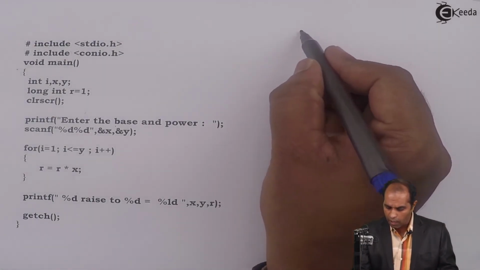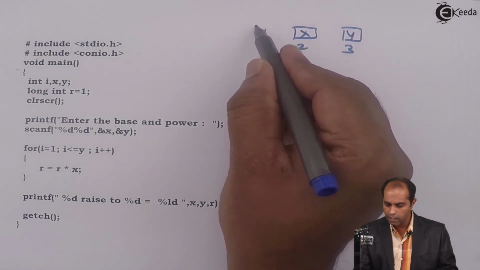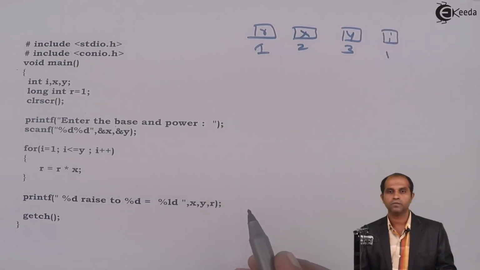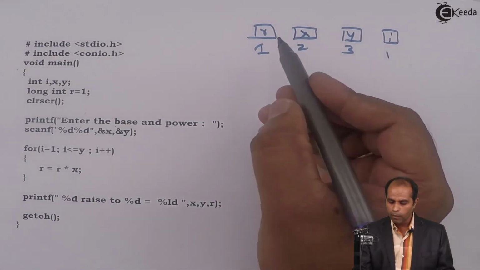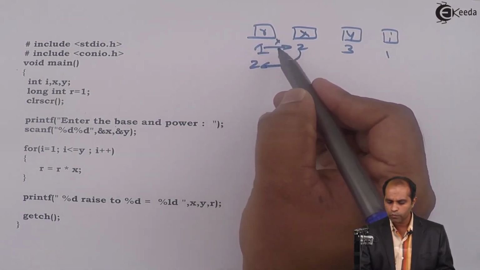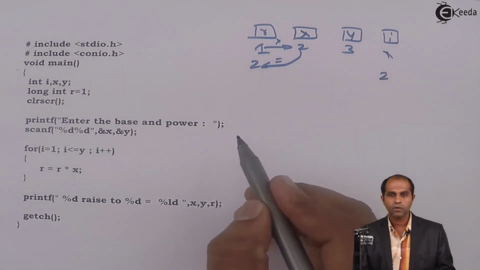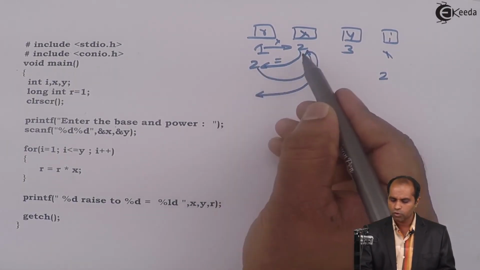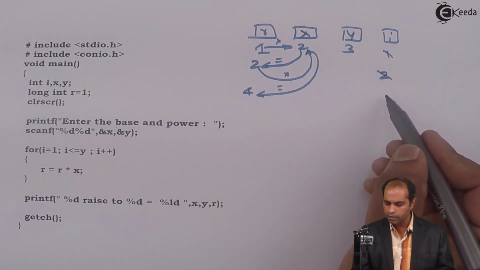So here, x is say 2, y is say 3, and let's take a result variable r, initially set to 1. i is also initially set to 1. So now let's start the loop. i is 1, 1 less than or equal to 3, true. Multiply r with x and store the result back to r. So 1 into 2 is 2. After that, i becomes 2, 2 less than or equal to 3, true. Take r again, multiply it with x and store the result back to r. So 2 into 2 is 4. Again go back, i++, i becomes 3.